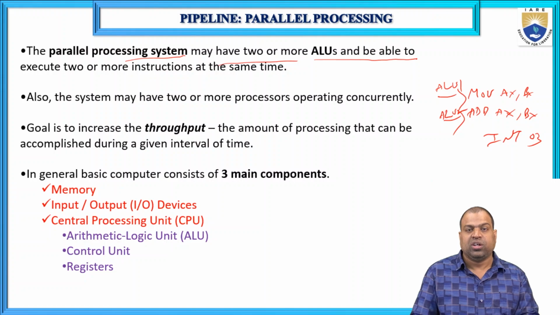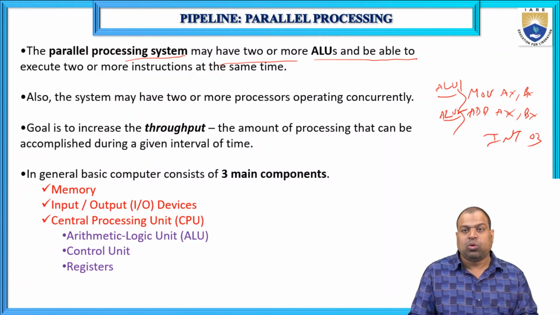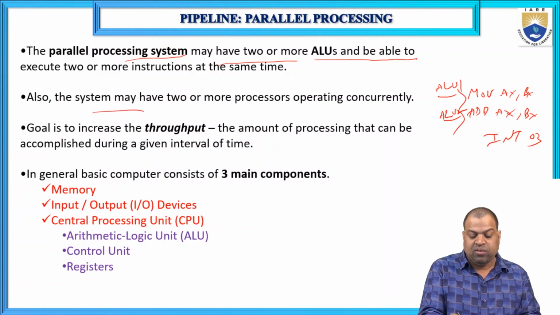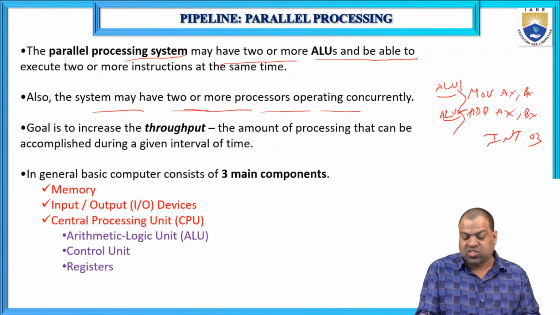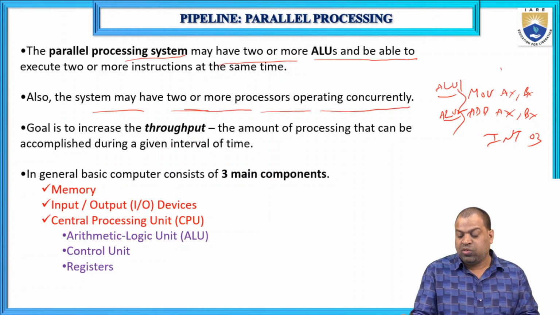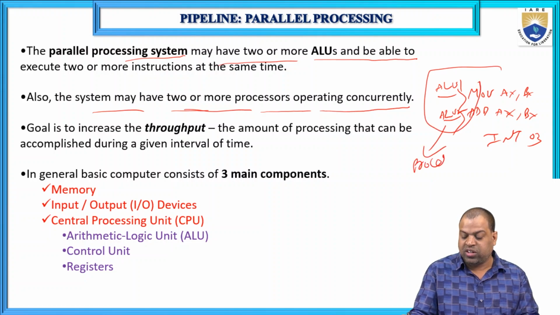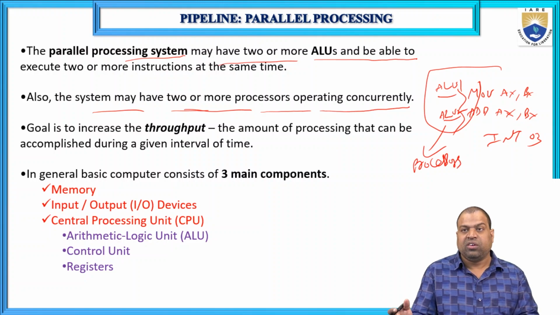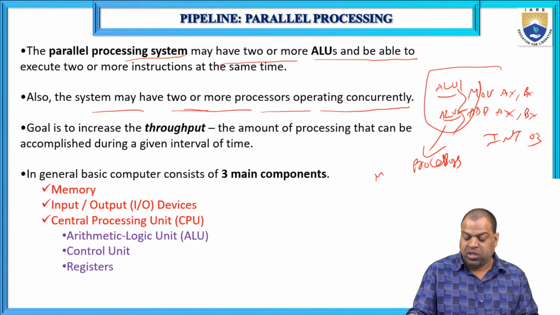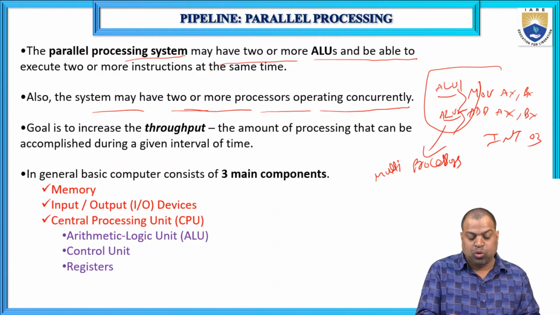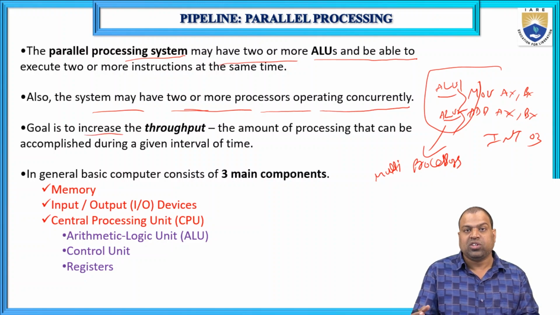And also the system may have two or more processors operating concurrently. Why? Because I'm already using multiple ALUs, ALU1 and ALU2. So definitely the system has two or more processors operating concurrently. When I'm using multiple ALUs, I definitely need two or more processors, because one processor has one ALU. Multiple ALUs means multiple processors. So we need multiprocessors.